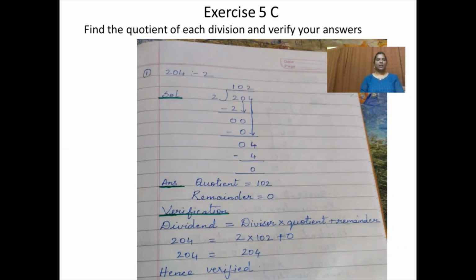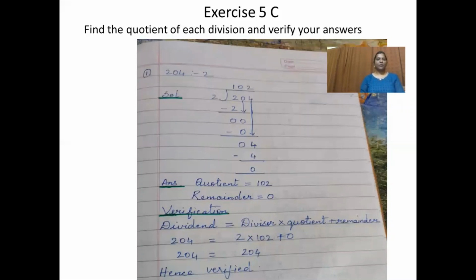So let us look into the first problem. 204 divided by 2. So 2 is a divisor, 204 is a dividend, and the answer we get is a quotient. So here we use table of 2. The first number in the hundreds place is 2. So check whether 2 is divisible by 2. Yes, it is divisible. So 2 ones are 2.